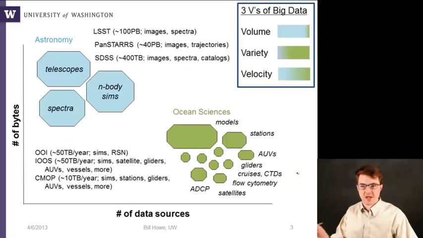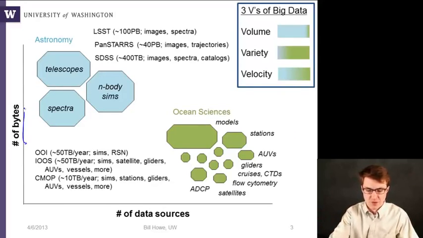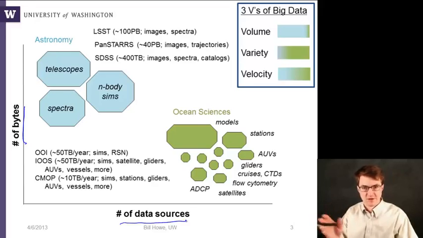All right, let me give you another notion, and I'm going to go back to use science examples, and you've seen some of these before. But if you make a plot of number of bytes on the y-axis versus number of data sources, maybe columns of data in a single table, or columns of data across multiple tables, or a number of distinct data sources on the x-axis, you can map out different fields of study or different problems and see where they lie.